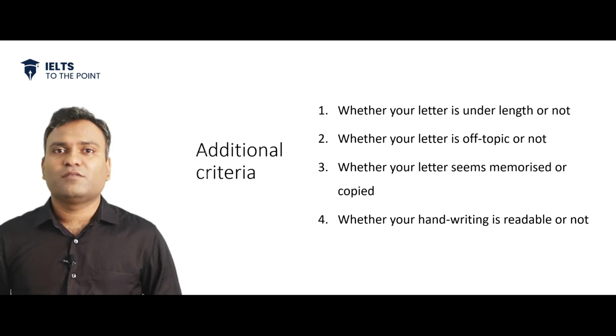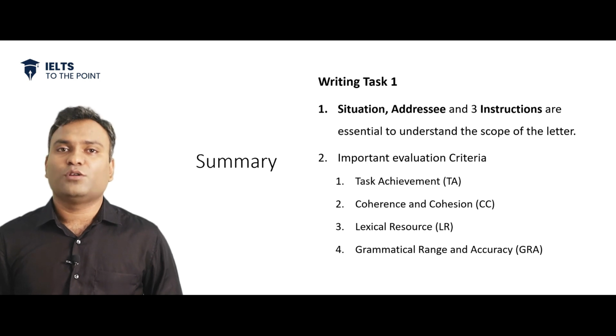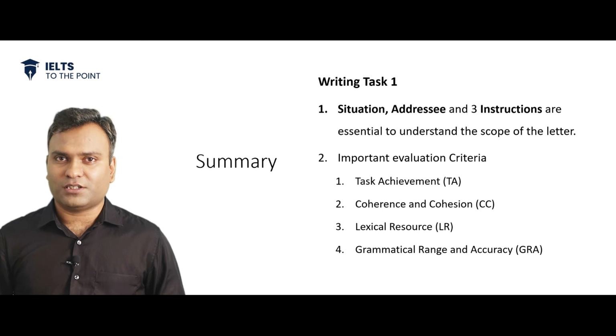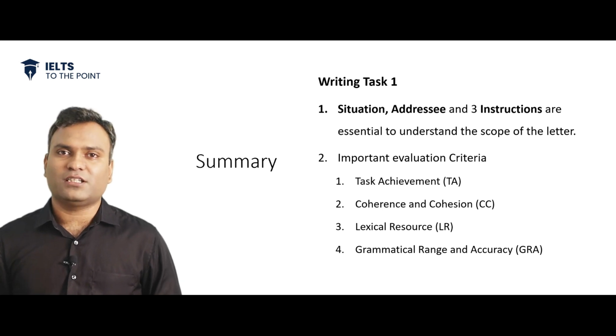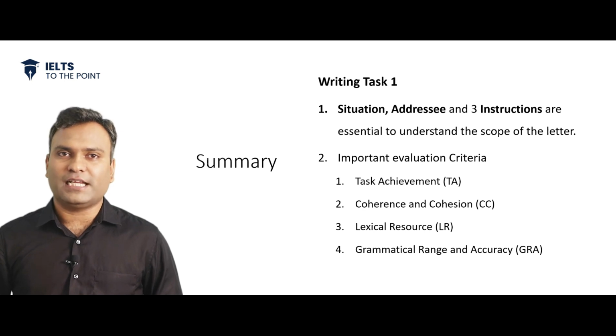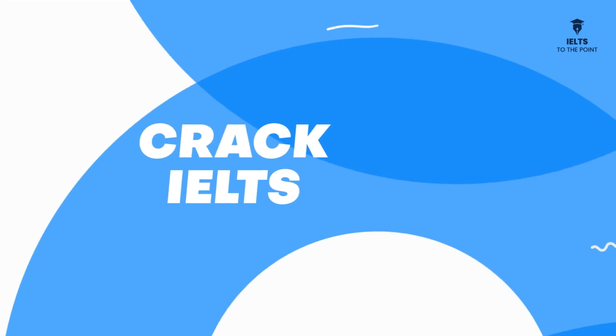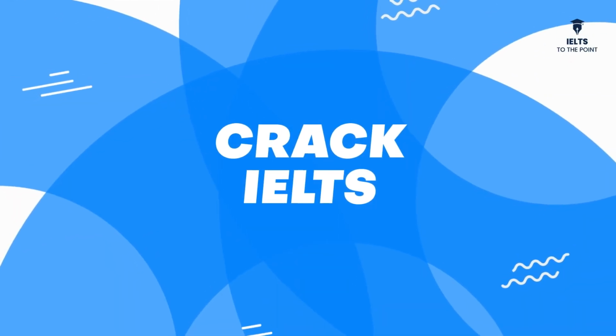In summary, we have looked through the basics of writing task 1. You have understood that situation, addressee, and 3 instructions are quite essential to understand the scope of the letter. And there are 4 important evaluation criteria: task achievement, coherence and cohesion, lexical resource, and grammatical range and accuracy.